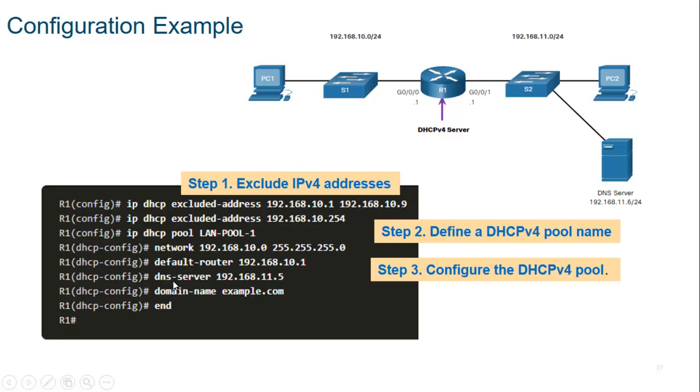Then you set the DNS server, the IP address for the DNS server, you set the domain name, and then the end. So if you have things to configure, configure it here. So now we have created that bag or that pool. We have taken out the addresses we don't want to give out. We have put everything else inside the bag. We have named the bag. We have given the information about things that come attached to the bag, default gateway, the DNS server, and so on. And it is now ready for the clients to ask for addresses.